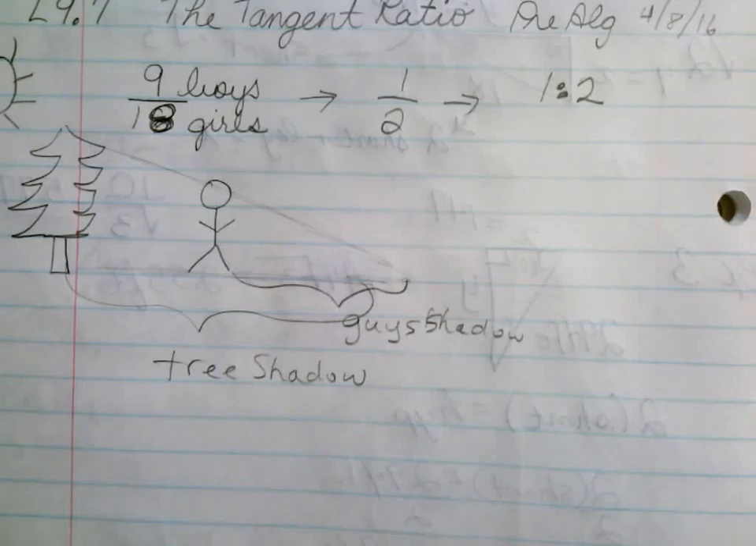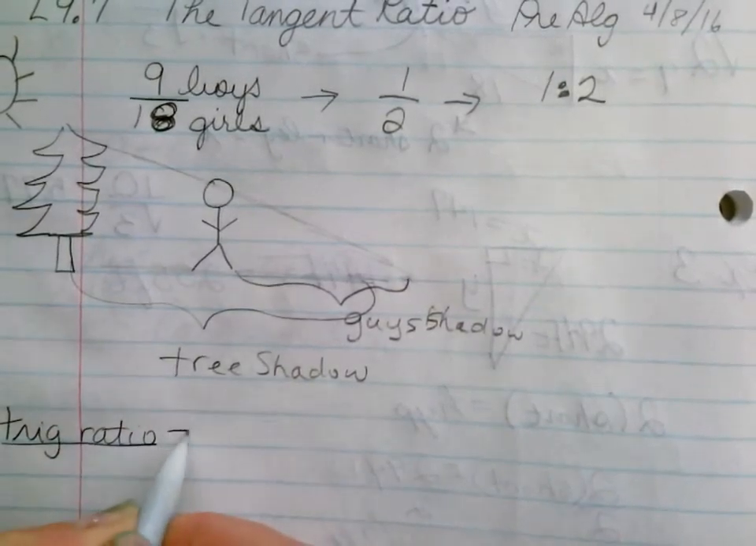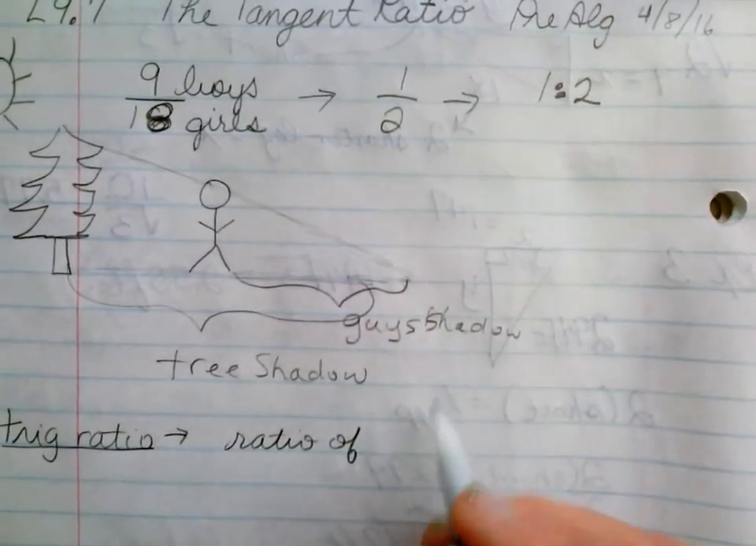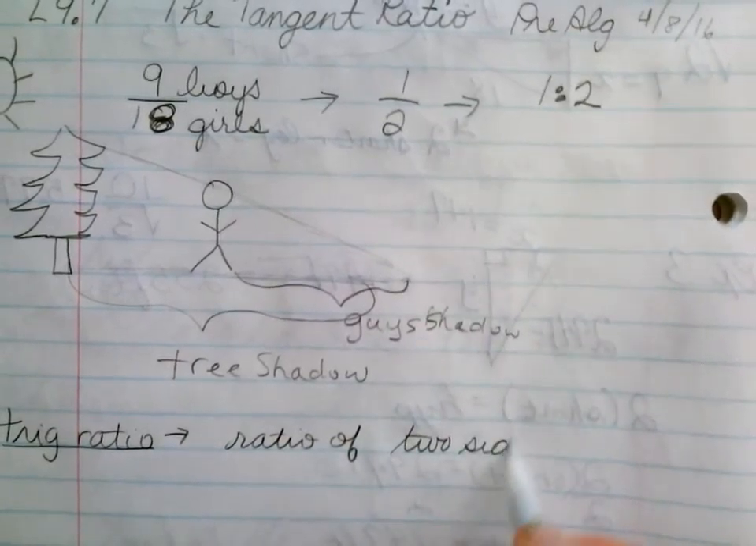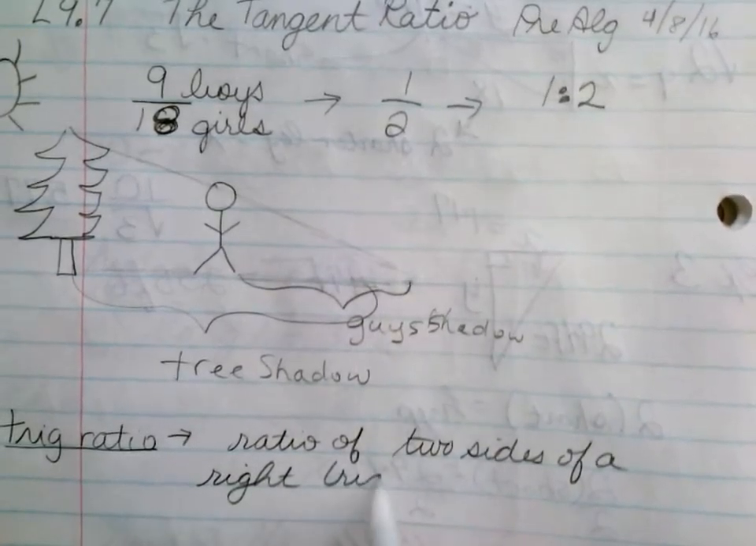Except instead of using ratios, which we used to solve this type of scenario before, we're going to use trigonometry. We're going to use relationships. So, the term trigonometric ratio is the ratio of the lengths of two sides of a right triangle. Okay? A trigonometric ratio is the ratio of two sides of a right triangle. You guys with me so far?